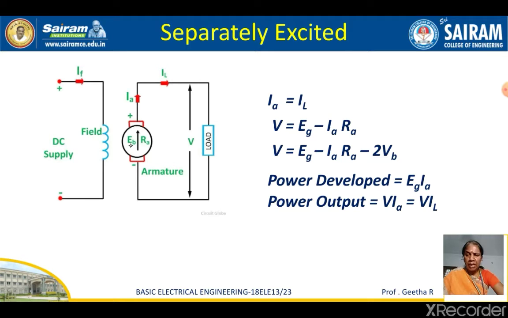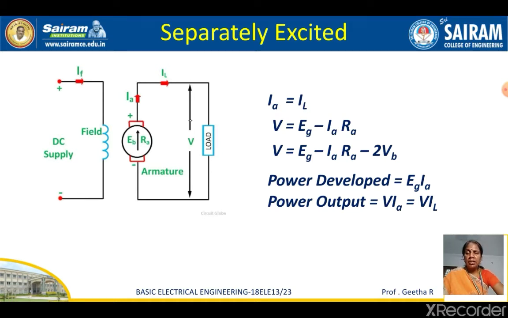So the current through the armature is nothing but the armature current. This current is nothing but the line current. The voltage across the terminal is called the terminal voltage. Here you can see there is only one path, so whether it is the line current or the armature current, both are the same. So you can write armature current is equal to line current.